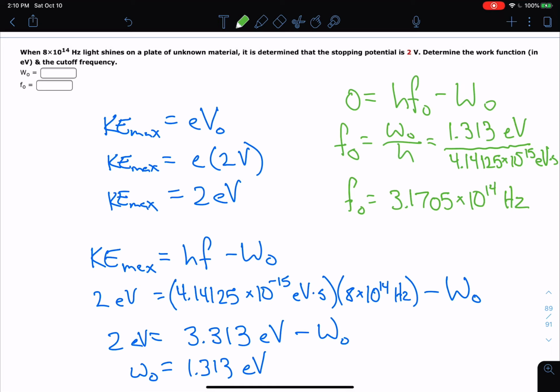And one thing to watch out for, I know that the cutoff frequency has to be less than the frequency that was originally given, because electrons will only be emitted if the frequency of light is greater than the cutoff frequency. And I know that at this frequency, electrons were emitted. Anyway, I can see that this is less than this. So that doesn't mean this is right, but at least it isn't obviously wrong. And indeed, this is the correct answer.